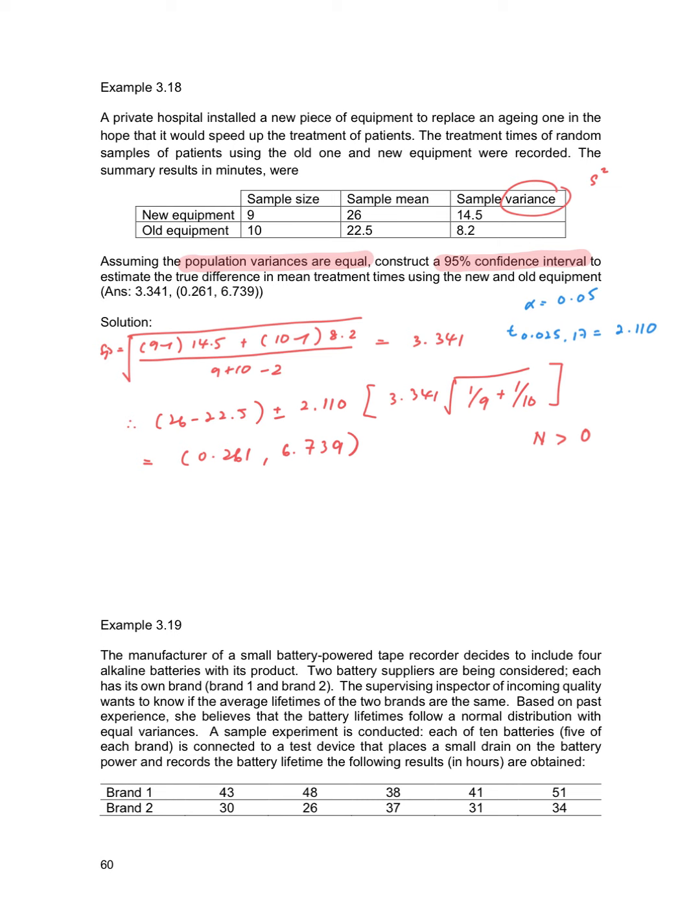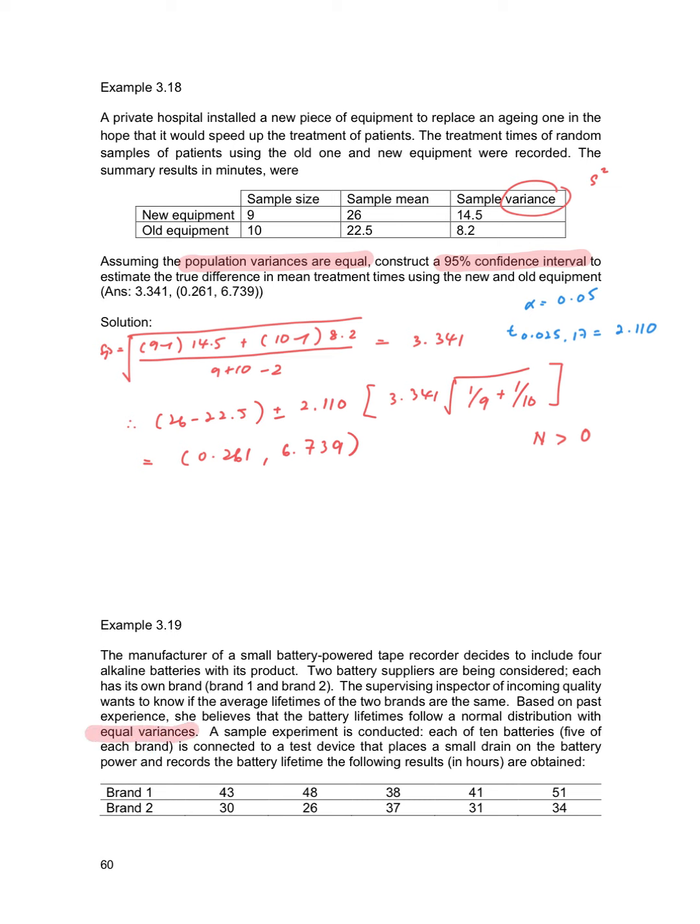Okay, let's look into example 3.19. The manufacturer of a small battery-powered tape recorder decides to include 4 alkaline batteries with its product. 2 battery suppliers are being considered. Each has its own brand, brand 1 and brand 2. The supervising inspector of incoming quality wants to know if the average lifetimes of the two brands are the same. Based on past experience, she believed that the battery lifetime follows a normal distribution with equal variance.